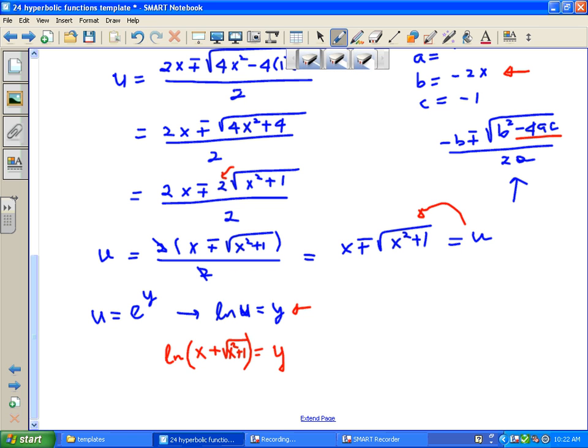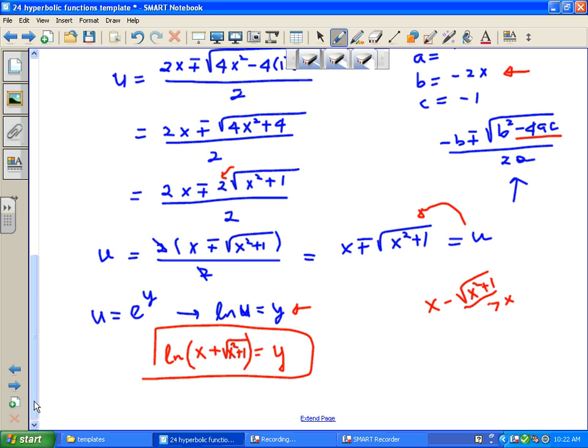Because if you write the one with the minus, this will be negative. Because this quantity is greater than x, and x minus something greater than x will be negative. That won't make the natural log defined, so you can only take the one with the positive. And what we got is the inverse function for the hyperbolic sine.